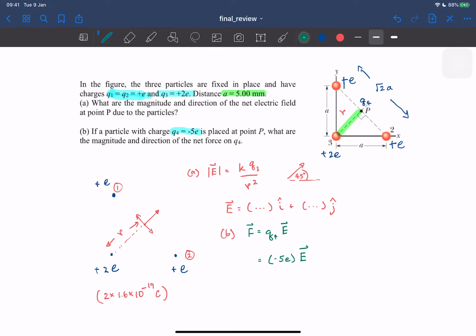Okay, so for the magnitude you can just do the number, but because of the minus sign, the direction of the force will be opposite of the direction of the electric field here. So the direction will be pointing this way, 45 degrees. Okay, so the direction is opposite from the electric field because Q4 is negative.